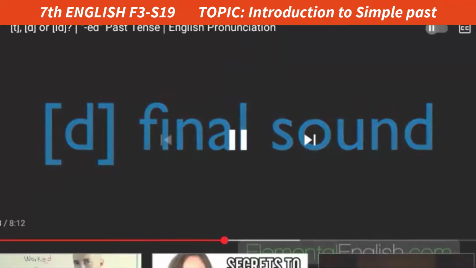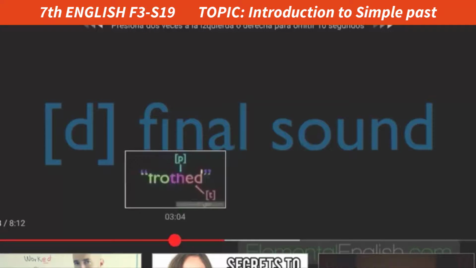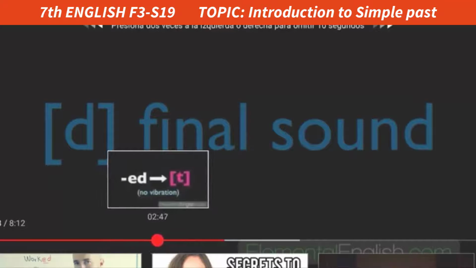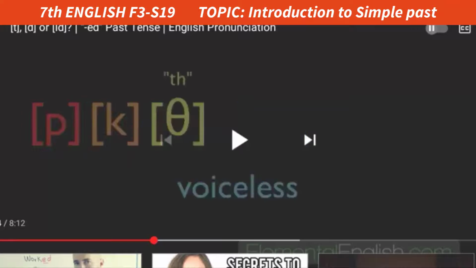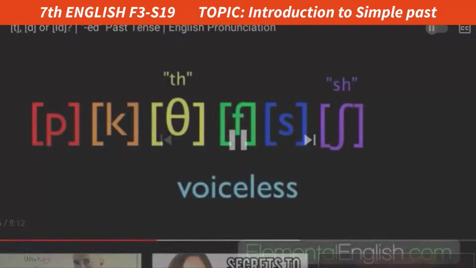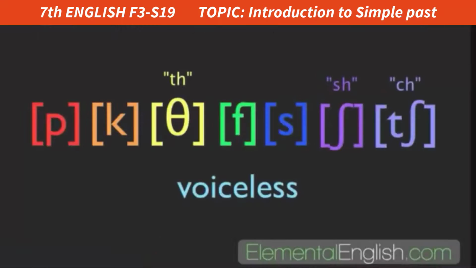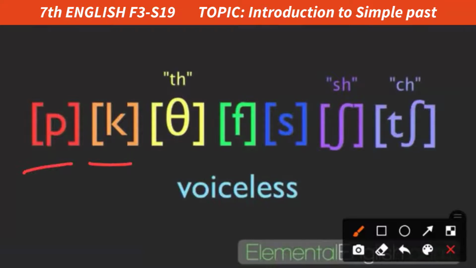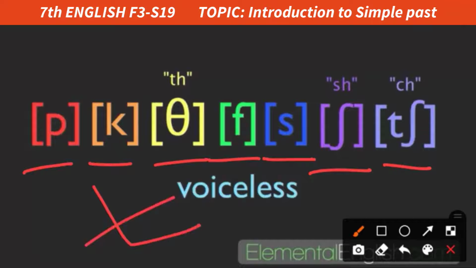D, final sound. Okay, so if we saw those verbs, si vimos esos sonidos y si vimos esos verbos, cuando escuchemos verbos que tengan esos sonidos finales, yes, acuérdese, va sonido T al final, ok? Sh, ch. Apréndaselos, yes. Cuando el verbo termine en P, K, F, S, Sh, Ch, va a ir la T al final. ¿Cómo saber? De nuevo, póngase los dedos en el cuello y trate de sentir la vibration en cada uno de esos. Si usted no siente vibration, va la T, acuérdese.